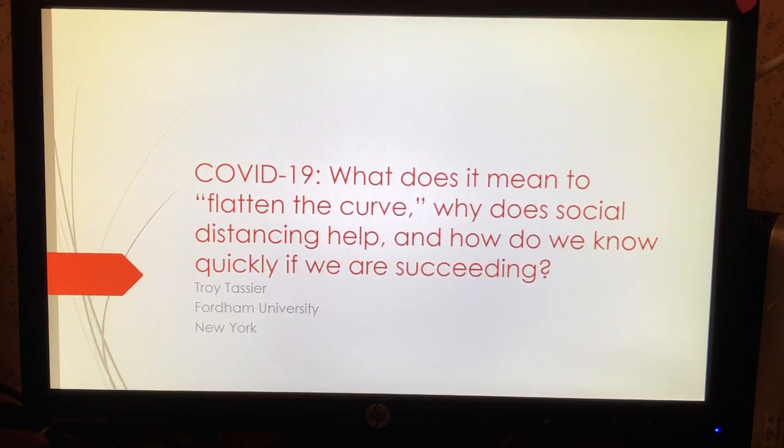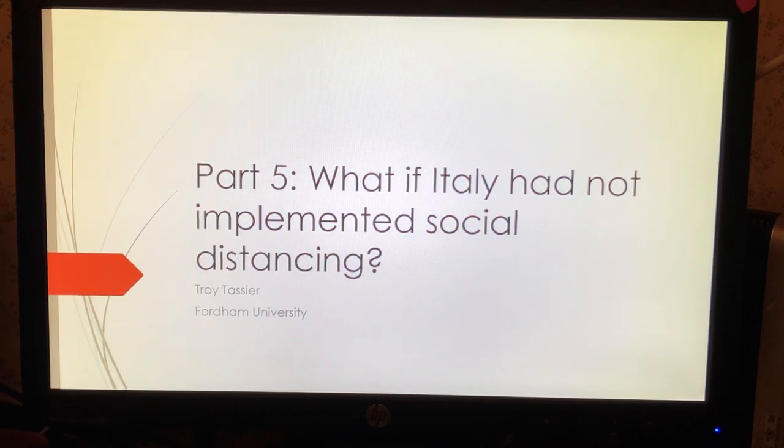The COVID-19 pandemic. What part 5 is going to be about is answering the following question. What if Italy had not implemented the social distancing measures that they did in late February and early March and continuing on into the present day, which is currently March 21st.